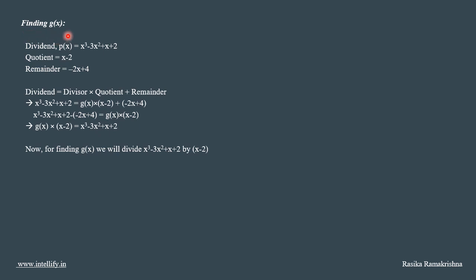Alright, so let's go ahead and find g of x. In our case, we have the dividend to be x cubed minus 3x squared plus x plus 2, your quotient is x minus 2 and your remainder is minus 2x plus 4. We just saw that g of x was f of x minus r of x, whole divided by q of x. In words, the divisor is dividend minus remainder, whole divided by the quotient. So that's going to be x cubed minus 3x squared plus x plus 2 minus of minus 2x plus 4, whole divided by x minus 2. Do the subtraction and you will have g of x is x cubed minus 3x squared plus x plus 2, whole divided by x minus 2.